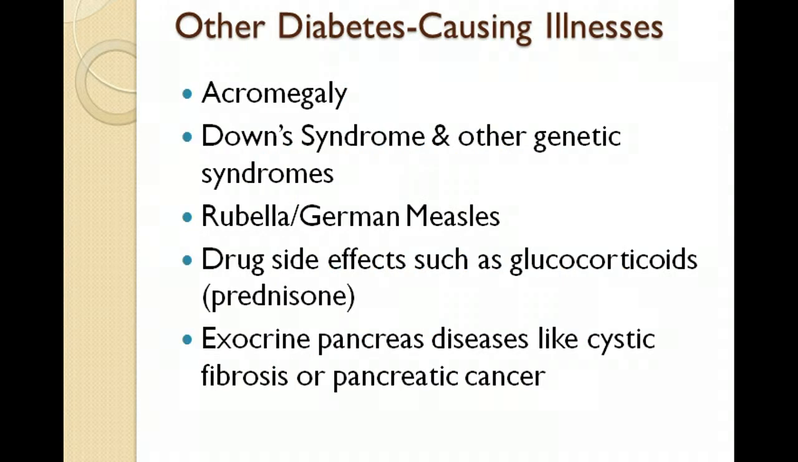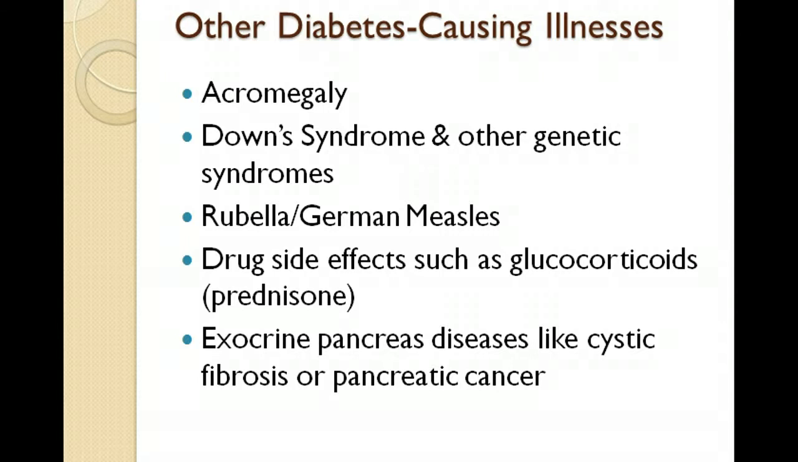Other diabetes causing illnesses, acromegaly. So if people have excess growth hormone, either through performance enhancing drugs, or maybe they have a tumor in their pituitary or hypothalamus, and it causes them to increase their growth hormone secretion. So athletes who use growth hormone can be at risk for diabetes down the road. Adults who have Down syndrome also tend to have diabetes.